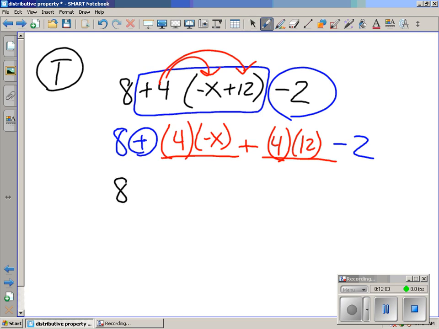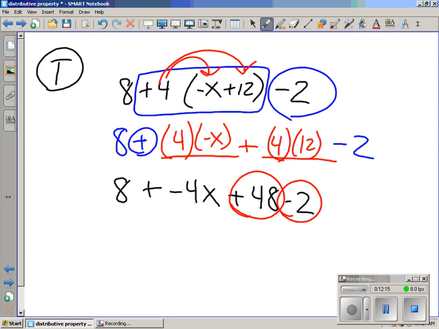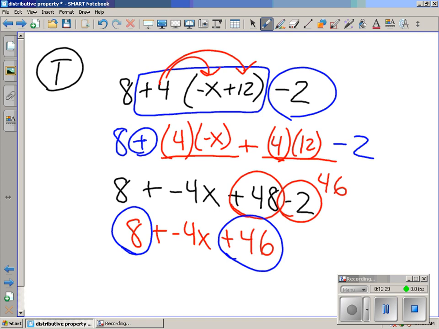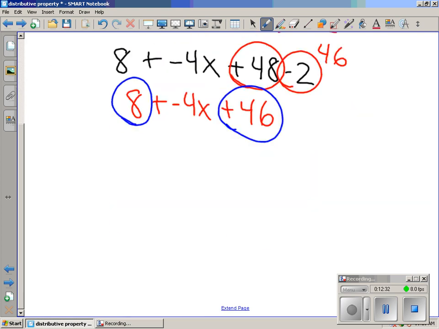We're ready to multiply. 8 plus negative 4x plus 48 minus 2. Then we have 48 minus 2, which gives us 46. And then, well, I'm going to do this in 2 steps. I'll write 8 plus negative 4x plus the 46. And then I can also combine the 8 and the 46. We get 54 minus 4x. And we can go ahead and reorder that and write it as negative 4x plus 54.